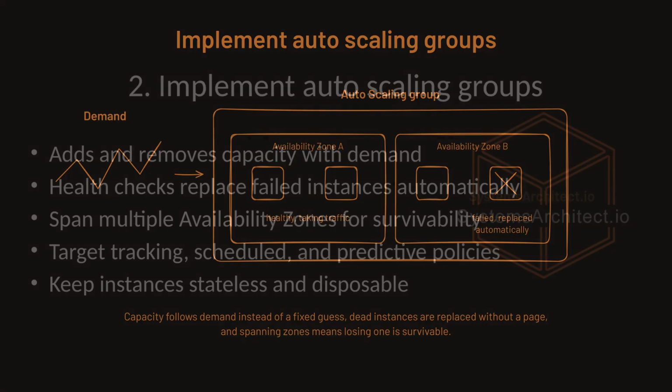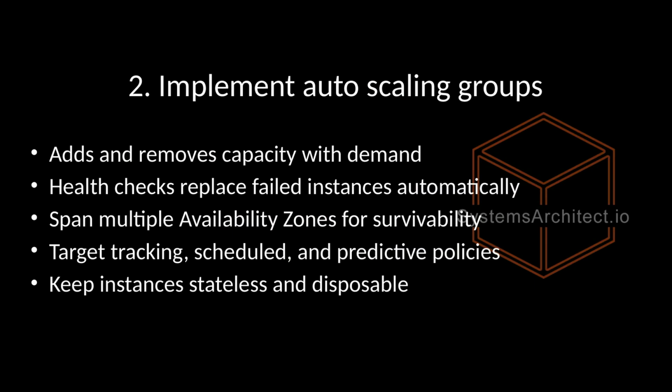Target tracking is the right default for most teams. You name a metric and AWS holds it steady. Keep instances stateless so any one of them can be terminated.